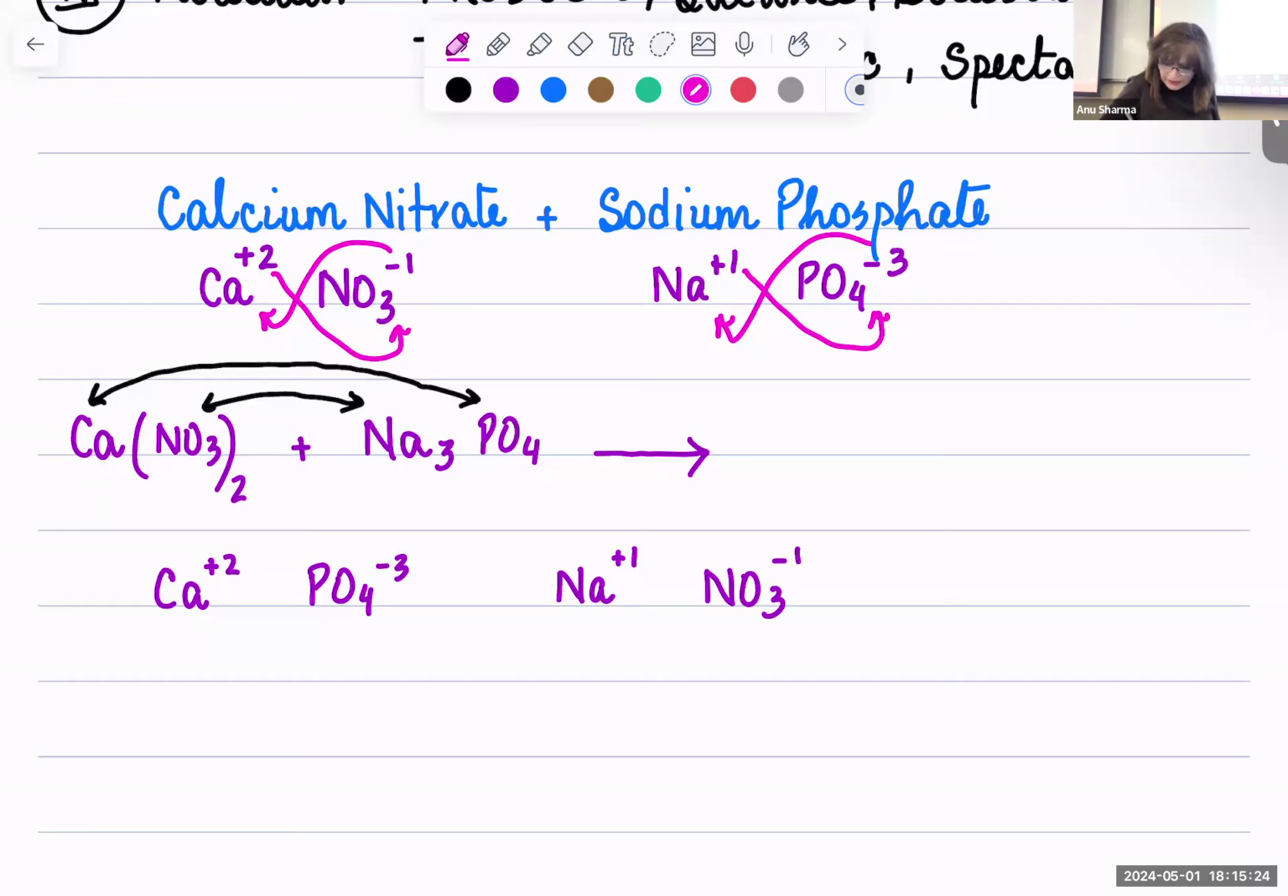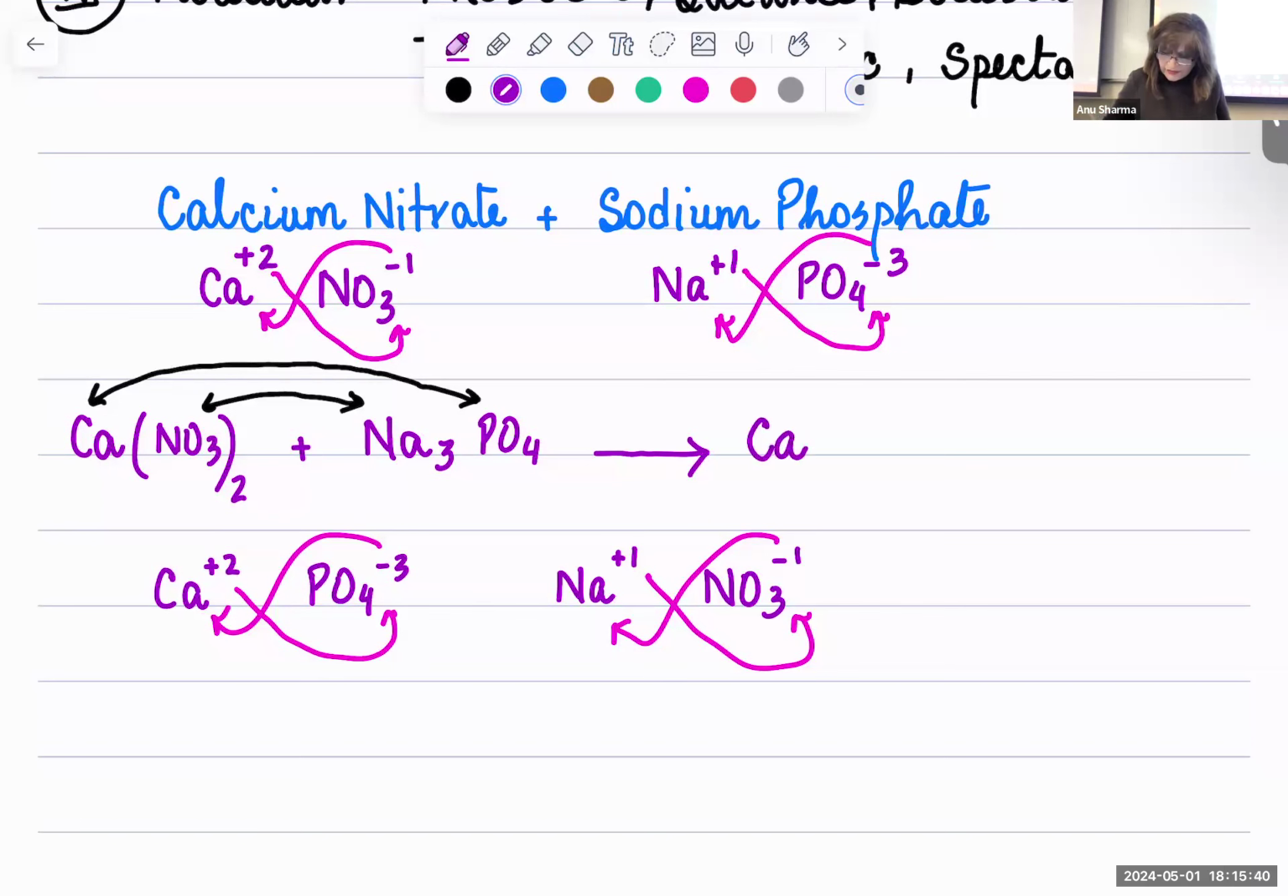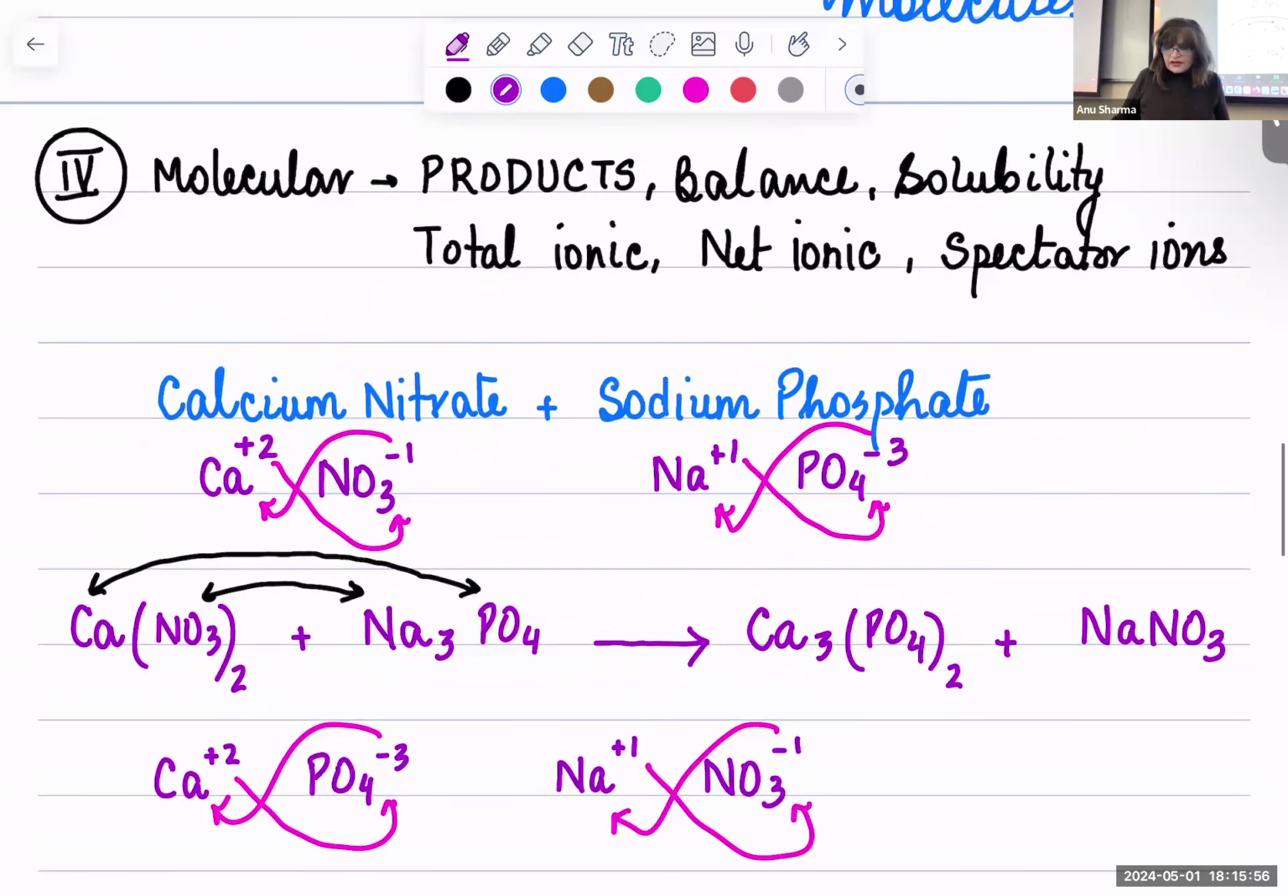Crisscross. Same story: this number comes here and this number goes there. Similarly, this number comes here and this number goes there. What do you get? You have here Ca3(PO4) whole twice plus NaNO3. Okay, so this is how you identify the products.